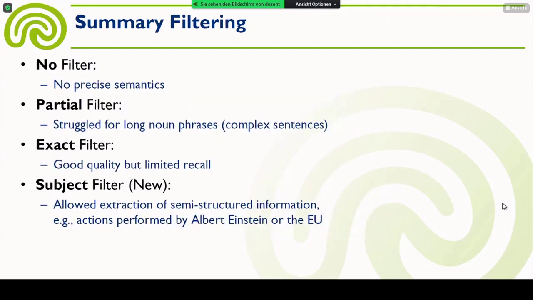Summary of filtering. If you use no filter, then you can simply do unsupervised information extraction. So you do not retain any precise semantics here. No advantage. The partial filter is very interesting for simple sentences because it worked well there. But if your sentences get longer and your noun phrases, so your extractions, are getting longer, then you maybe find the location, but the complete phrase is ignored. And then you mess up the information.